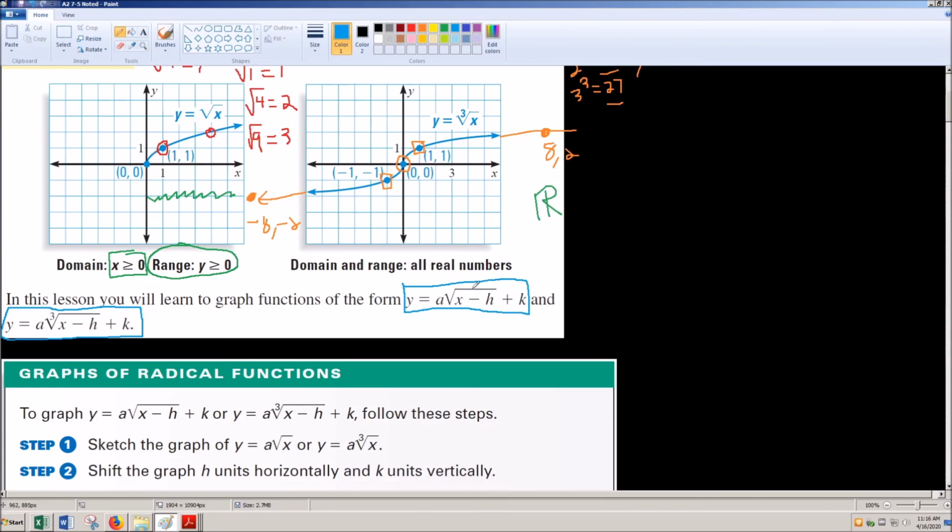But then my h value again is opposite the way that it looks. So if it looks like x minus 2, it's actually a positive 2 for the h value, so I'll shift it right 2. If it looks like x plus 3, it's actually a negative 3 for the h value, so that'd be left 3. For k value, again, this is just my vertical shift, up or down. And we'll look at a few examples of these in a minute.